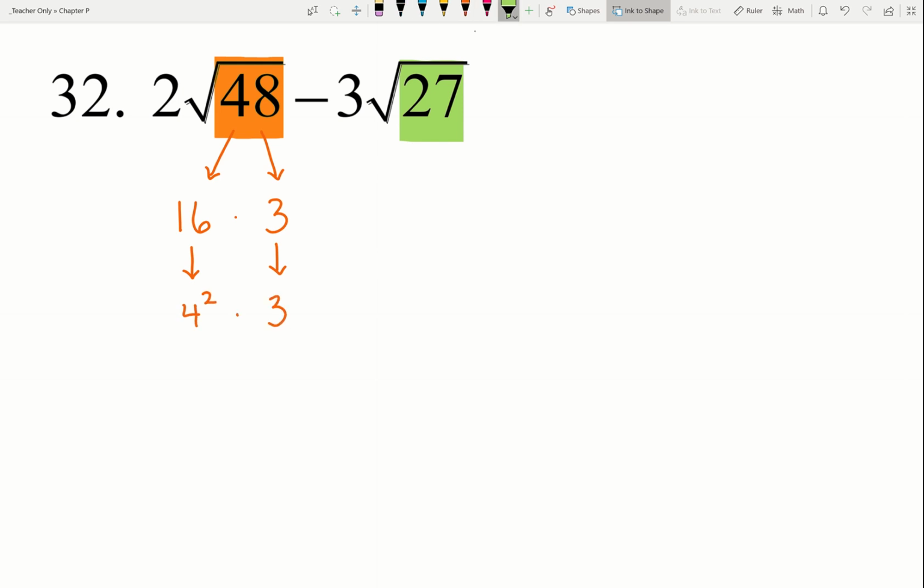And so remember the thinking from the last video, right? The index on this root is a 2. And so what that's going to mean for us is that anything that has a square can leave the root. And here that is going to be 4 that is able to leave the root. And we'll deal with that here in a second.